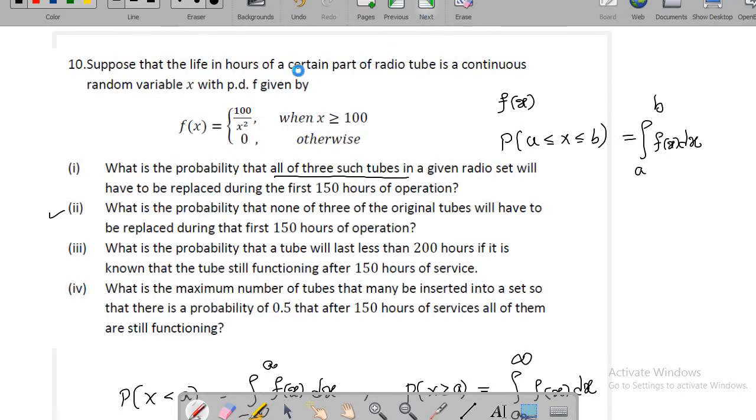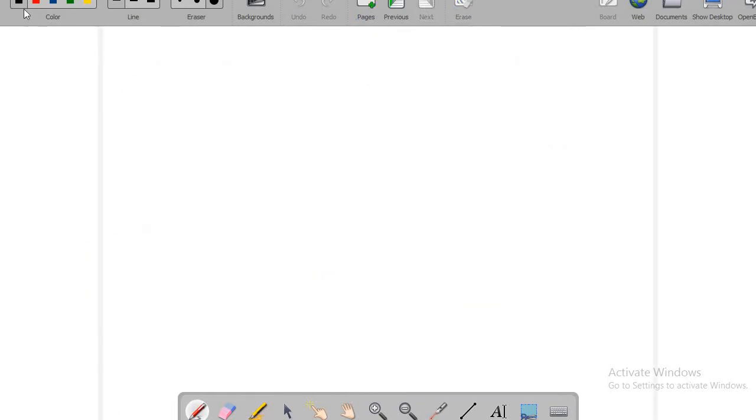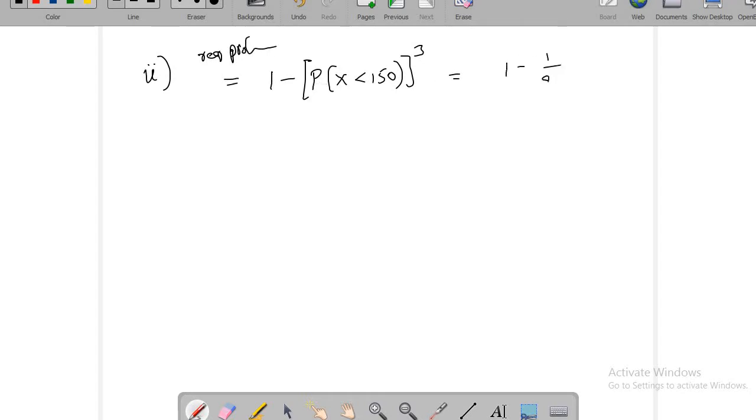So it is easy to answer the second question. The answer to the second question is actually 1 minus the probability that x is less than 150, whole cube. So this is the required probability. That's equal to 1 minus 1 by 27. So this is 26 by 27. So this is the probability.